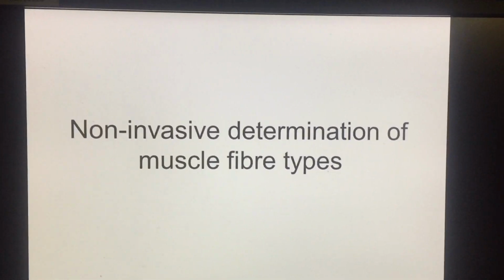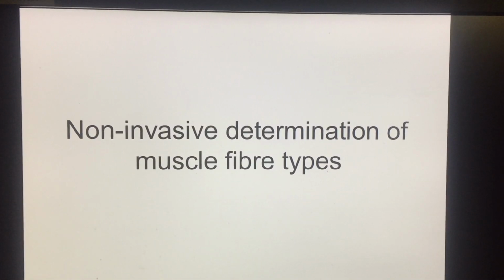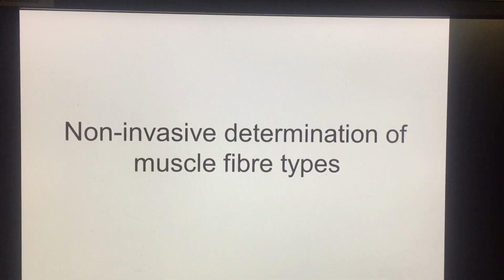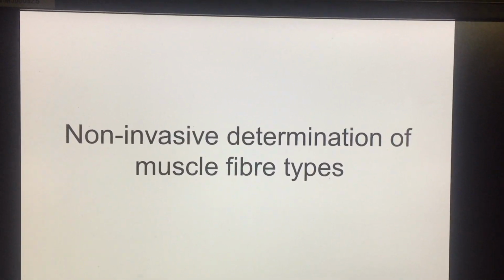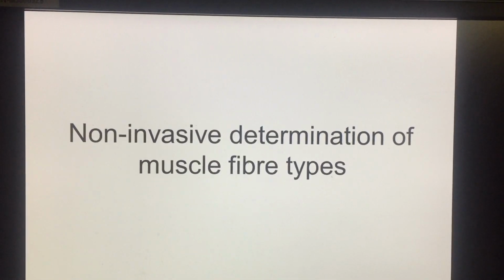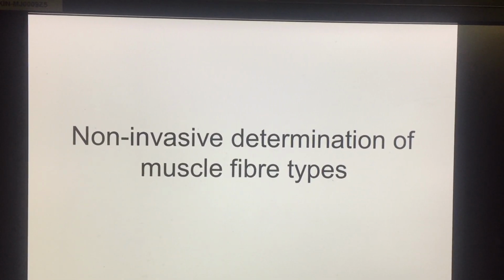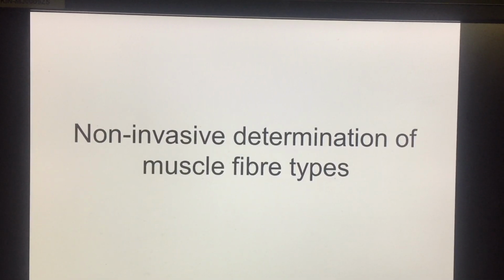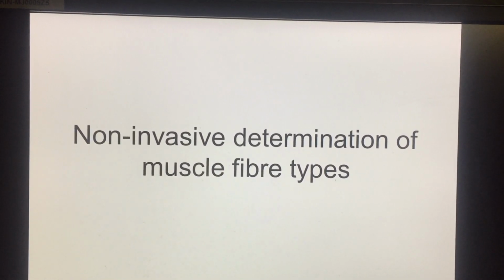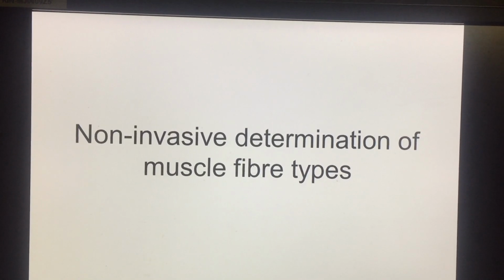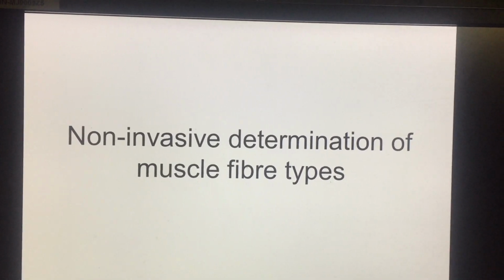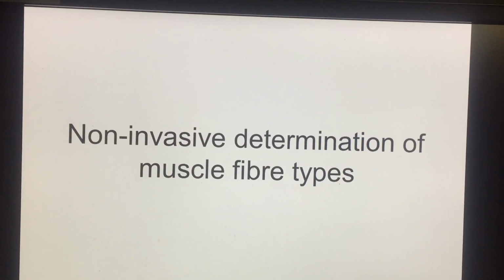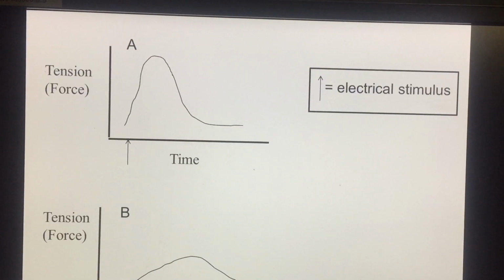So in this part 2 of the lecture today, I'm going to talk about non-invasive determination of muscle fiber types. In the previous part, I talked about determining muscle fiber types from your myosin ATPase activity or your myosin heavy chains. To do that, you'd have to take a muscle biopsy. So that's an invasive determination of muscle fiber types. The following methods are non-invasive ways to determine muscle fiber types.